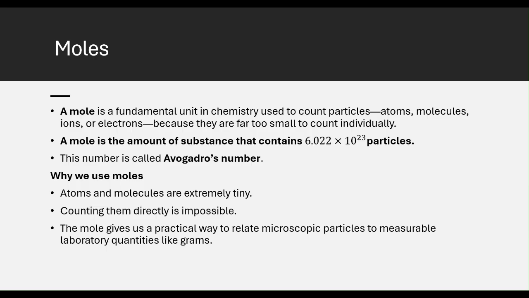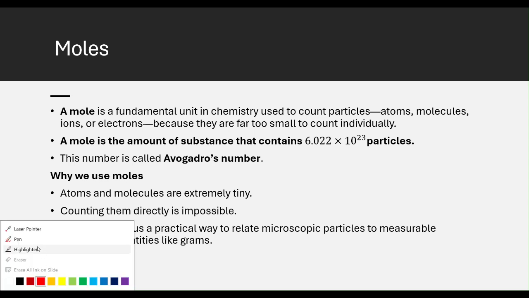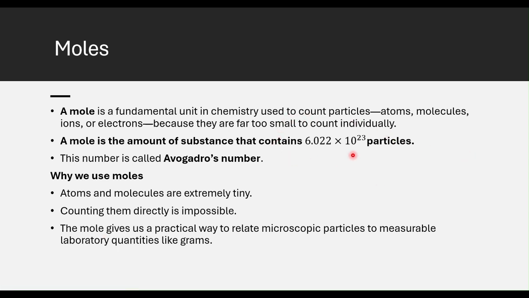So mole is a fundamental unit in chemistry used to count particles like atoms, molecules, ions and electrons, because they are far too small to count individually. So atoms together can form a structure, and usually counting them is very difficult because we can't see them. So mole is a fundamental unit, and a single mole of a substance contains a certain number of particles, and that number is 6.022 × 10^23 molecules. So we have a molecule, and one mole has this many particles in it.